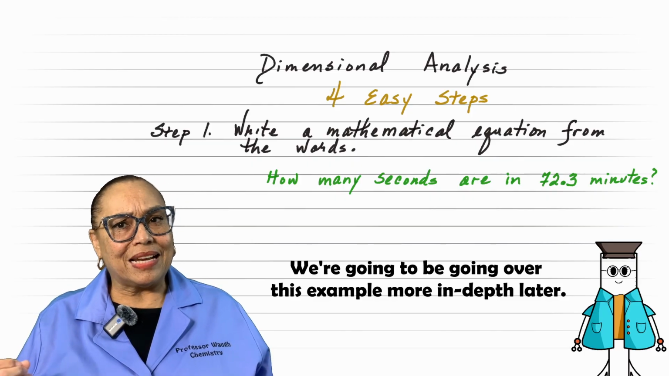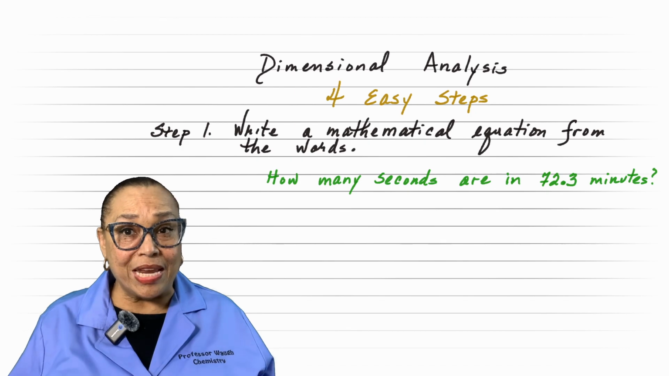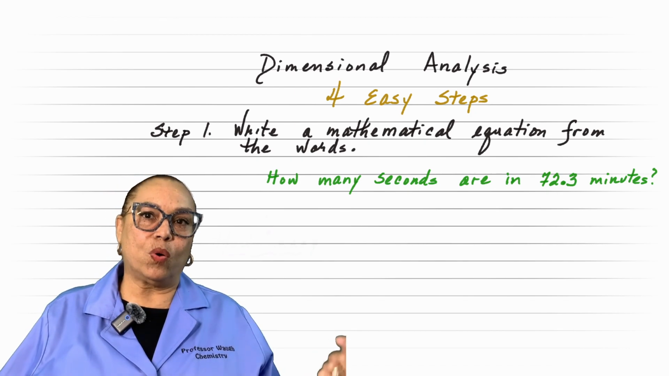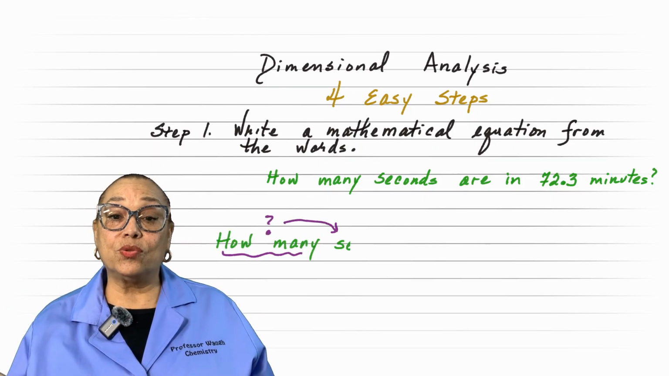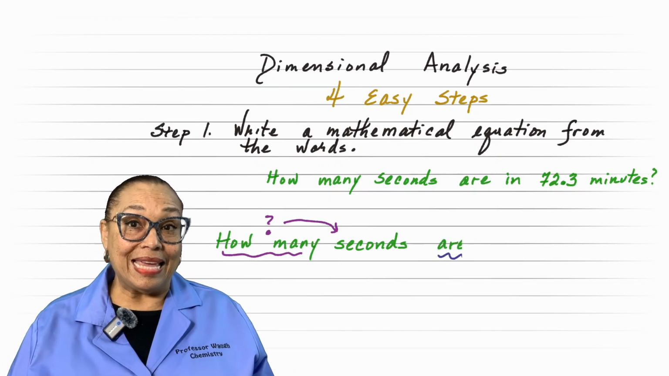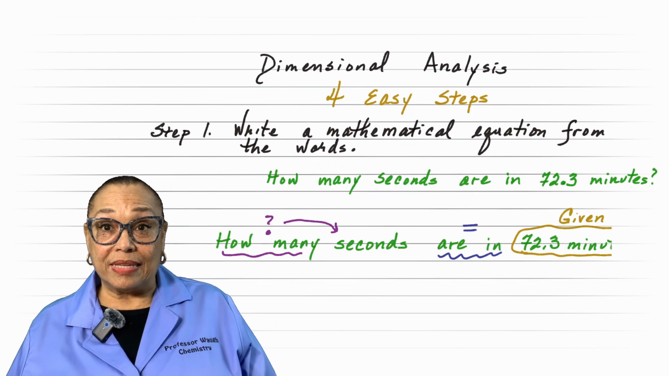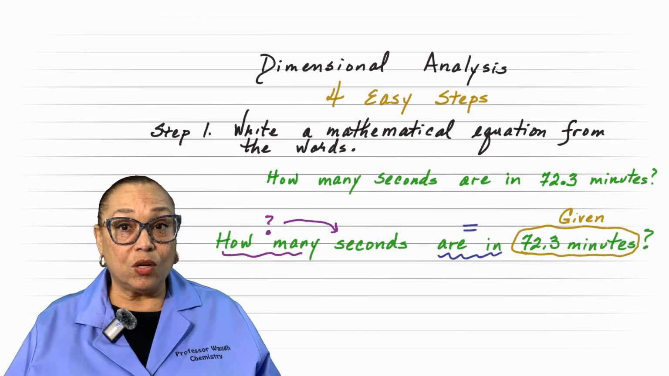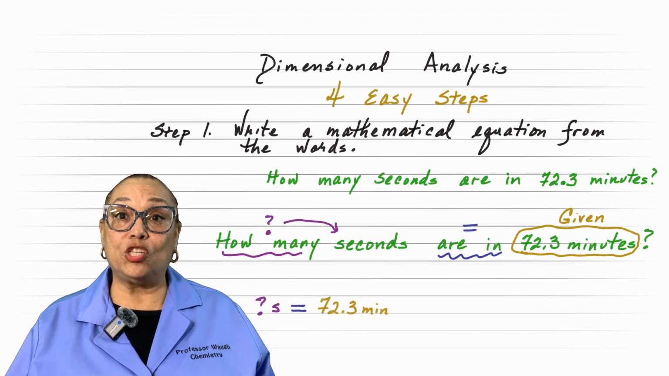Now, one of the things that I've noticed is that students don't know how to read the equation, but reading is fundamental. So I ask students to put the question mark over how many, and what are you trying to get to? Seconds. The R N is the equal sign, and then what's given is 72.3 minutes. So when you look at the equation, it's question mark seconds equals 72.3 minutes.